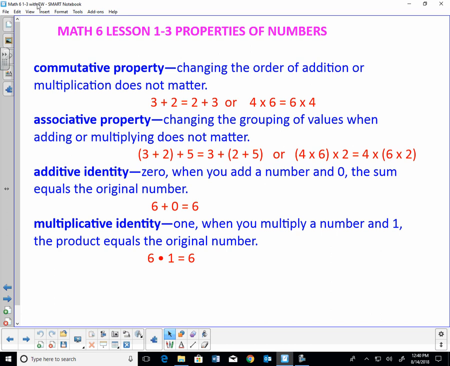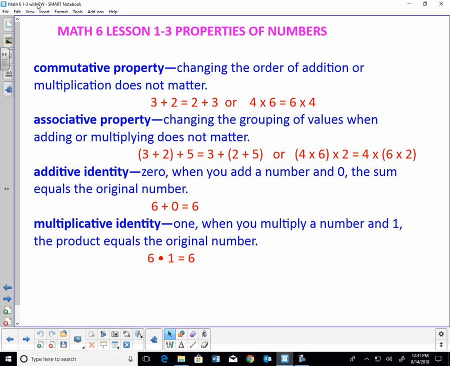Associative property is who do you associate with? Who is your group of friends? The people you associate with tends to be the people you group up with all the time. So remember that the associative property uses grouping symbols such as parentheses. The commutative property just changes the order of things.